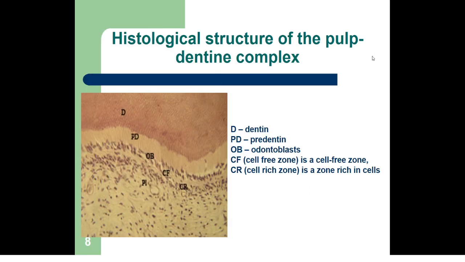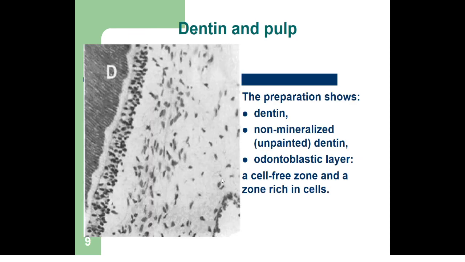And the histological structure of the pulp-dentin complex. It is dentin, next layer predentin, the layer of odontoblasts, and a zone rich in cells. This histological preparation shows dentin, non-mineralized dentin, odontoblastic layer, a cell-free zone and a zone rich in cells.